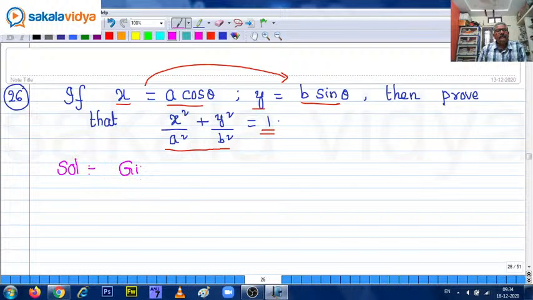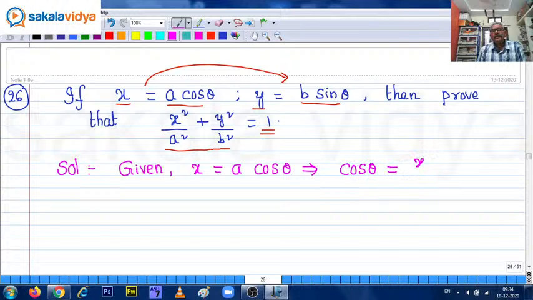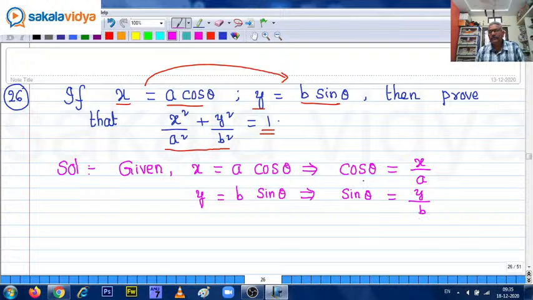See, given x is equal to a cos theta. From this, find cos theta value. What is the value of cos theta? X upon a. So now, given y is equal to b sin theta, find sin theta value. What is the value of sin theta? Y upon b. So now we need to eliminate theta from these two equations, say equation 1 and equation 2.